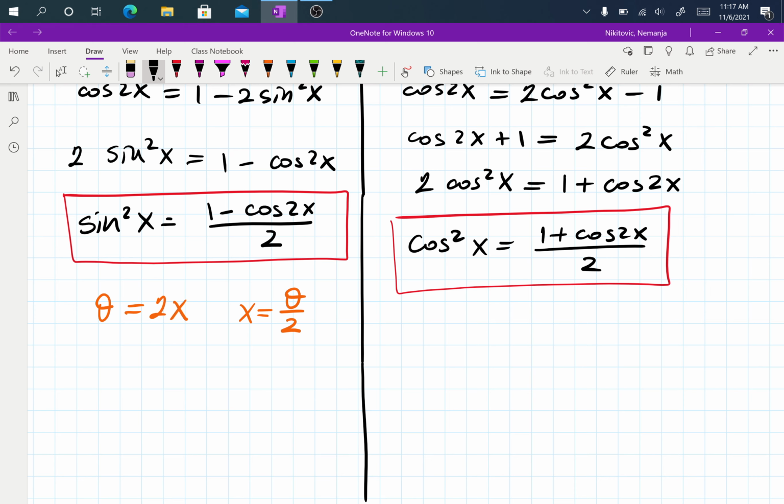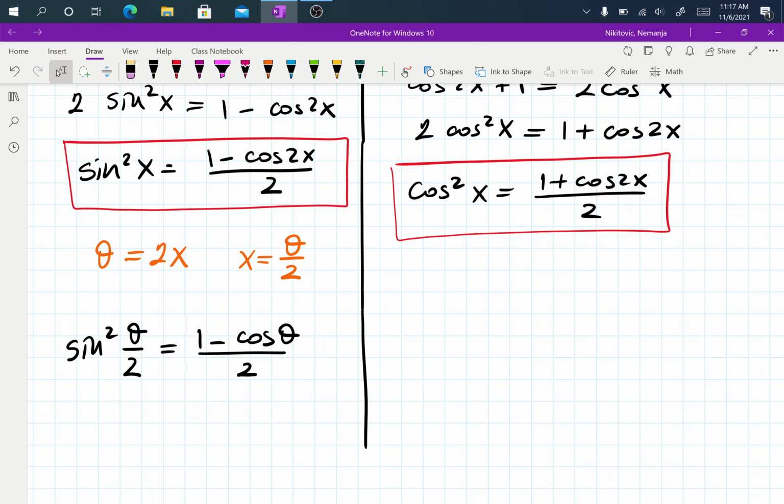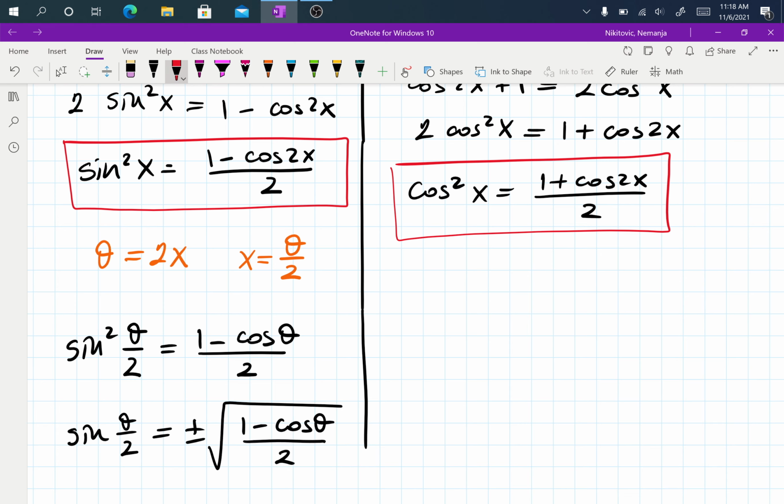On the left hand side, x is replaced with theta over 2, so I will have sine squared of theta over 2 is equal to 1 minus cosine, and 2x is theta, divided by 2. All I need to do is square root both sides to get rid of the square, and there it is: sine theta over 2 is equal to plus or minus the square root of (1 minus cosine theta) divided by 2. You have to have plus minus. Remember, when you square root both sides, you get the plus minus. You have to put plus minus on one of the two sides.